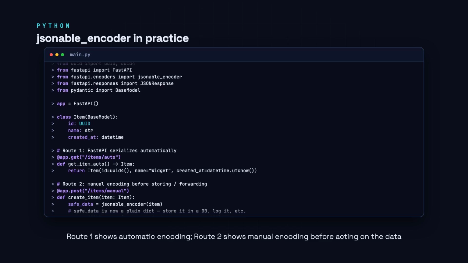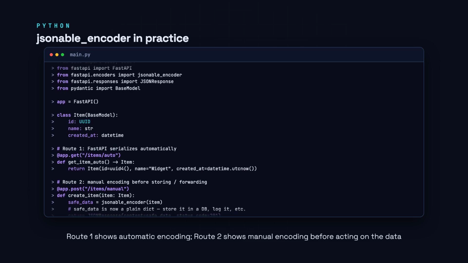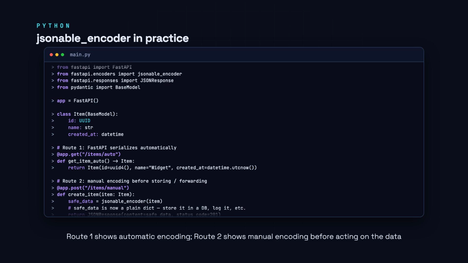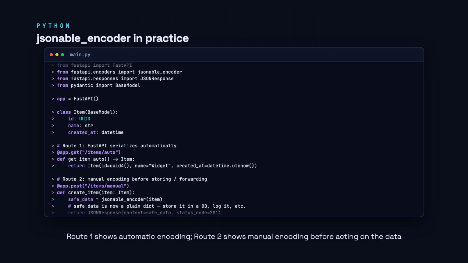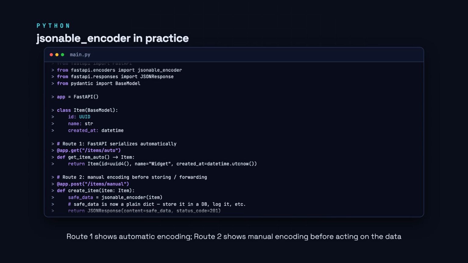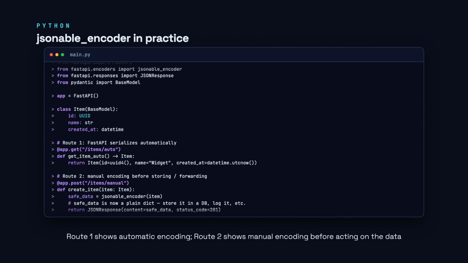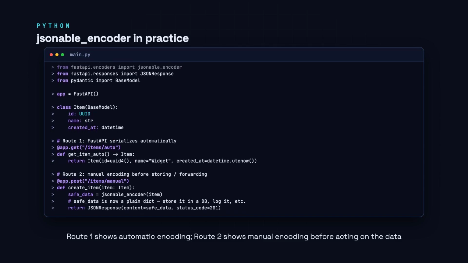In the second route, create_item, we call jsonable_encoder ourselves, passing the incoming item. This gives us a plain Python dictionary called safe_data. Now we can hand that dictionary to a database driver, pass it to another service, or, as shown here, pass it directly to JSONResponse as its content argument, which expects a JSON-safe value.